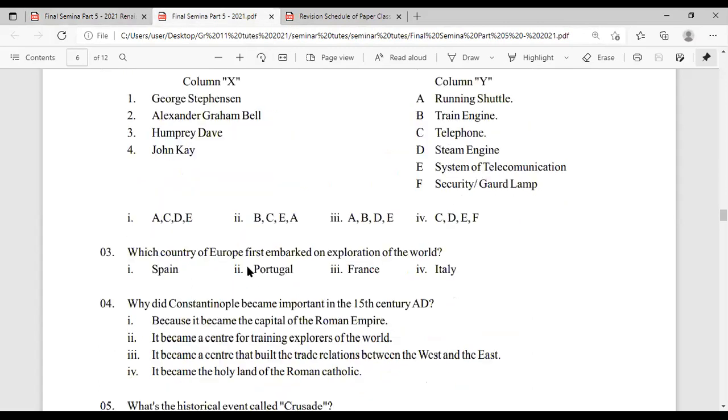Now the next question. Why did Constantinople become important in the 15th century AD? Because it became the capital of the Roman Empire? It became a center for training explorers of the world? It became a center that built the trade relations between the West and the East? It became the holy land of the Roman Catholics? Which is the good answer? Some answers are coming. Asma says 3. Carl says 3. Samad says 3. We'll see.